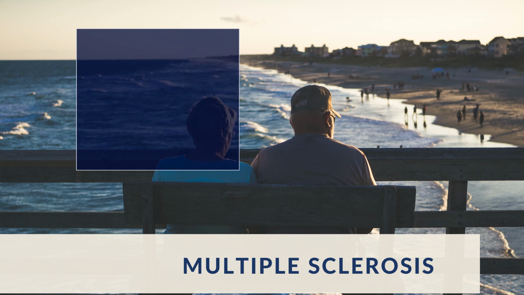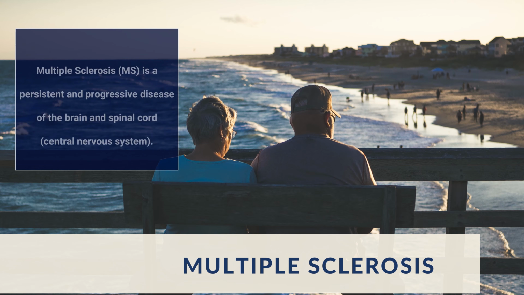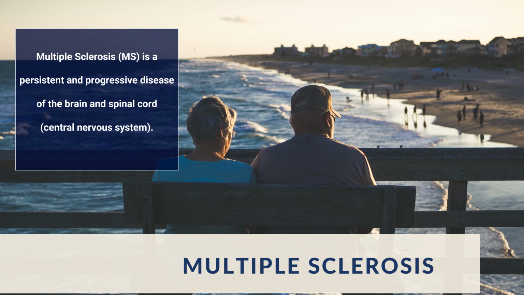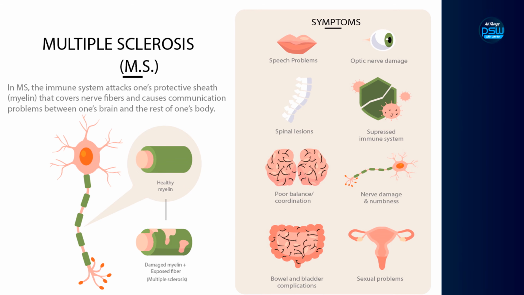This is a persistent and progressive disease of the brain and spinal cord. As you remember, we said this is a part of the central nervous system. We have two systems, the central nervous system and the peripheral nervous system, which is called the PNS, right? So we are talking here about the CNS. In MS, this is an autoimmune disease in a nutshell. The immune system attacks one's protective sheath.